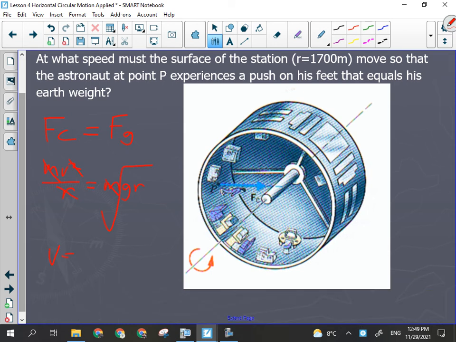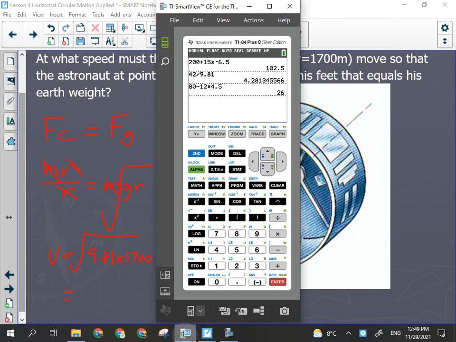All right, so v will equal the square root of 9.81, because we want them to feel like they're at home, times the radius, 1,700 meters. It's got to spin at 130 meters per second, roughly, 129 meters per second. Is that pretty fast? Yeah.